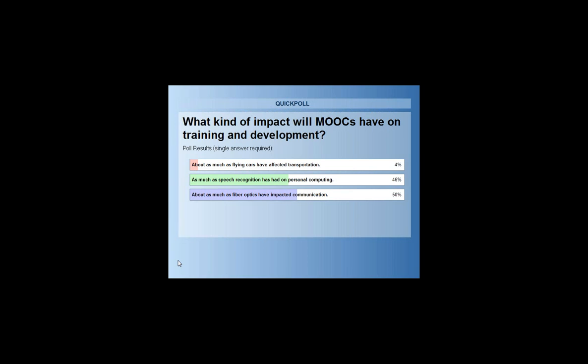And of course, the flying cars have not really affected transportation much. We only had a small group. So it's pretty much split between a major impact or kind of a partial impact. Okay, good. And that's probably where the country is, but maybe we'll change our mind after this.